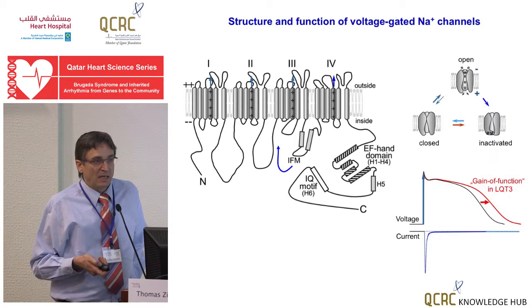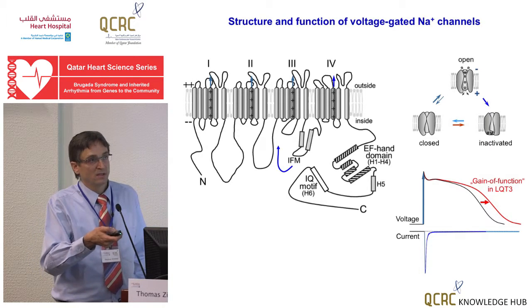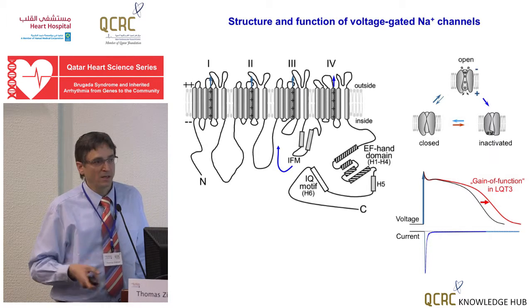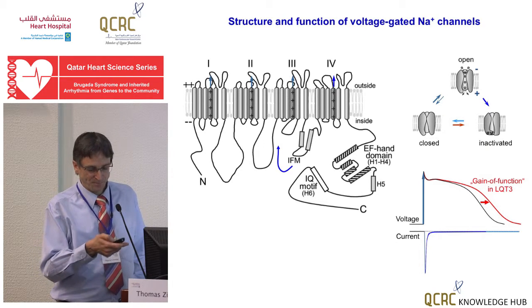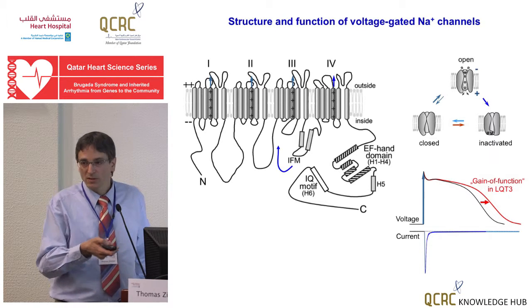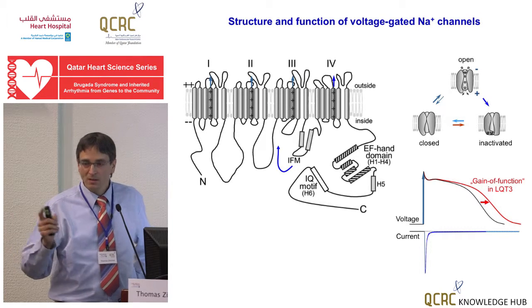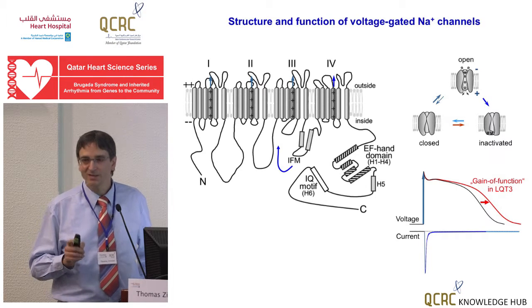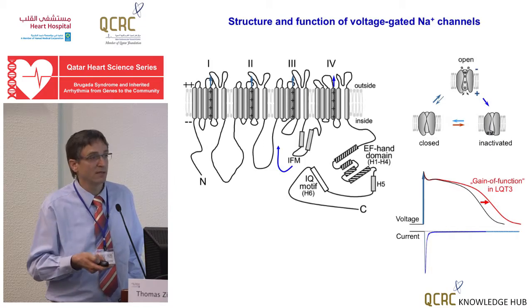So in long QT3, there's a so-called gain of function of the sodium channel, so somehow the open conformation is more stable. And this causes prolongation of this action potential. My talk will be on the mechanisms leading to this action potential prolongation, not on the mechanisms leading to arrhythmia. This is another point. I'm not an expert on this field. I can tell you something about this prolongation and the mechanisms.